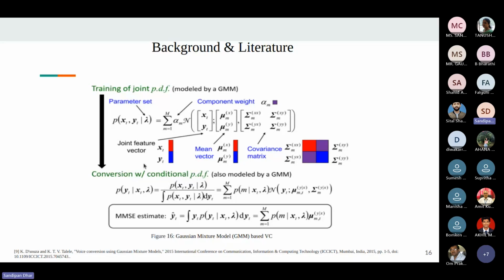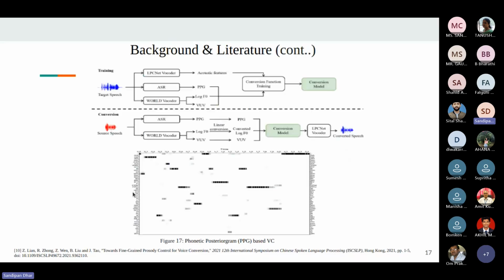Now once it gets trained, given a new feature from the X domain, the source domain, it tries to predict what could be the corresponding feature for the Y domain, and based on the mean square error, it tries to optimize the error. So that is the Gaussian mixture model. Then we have the phonetic posteriorgram. These models are not very robust.